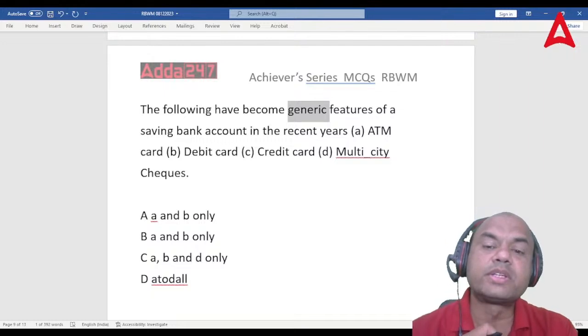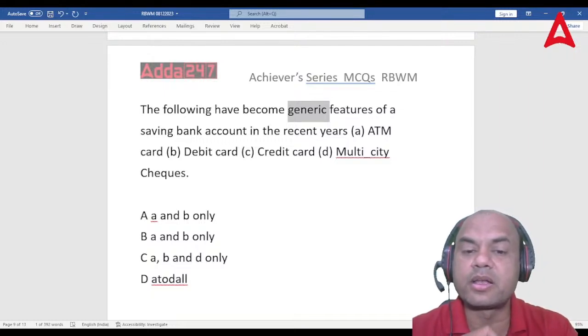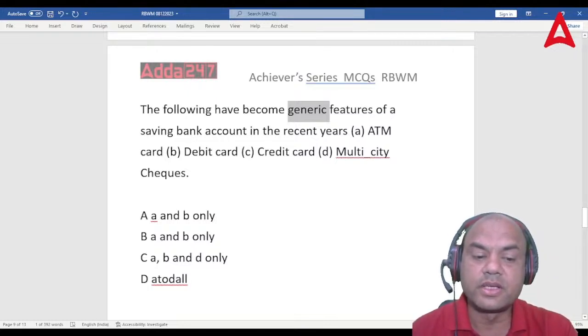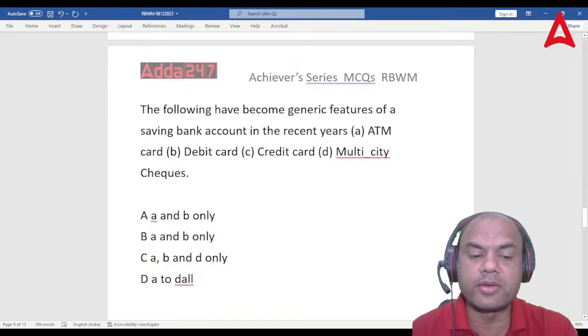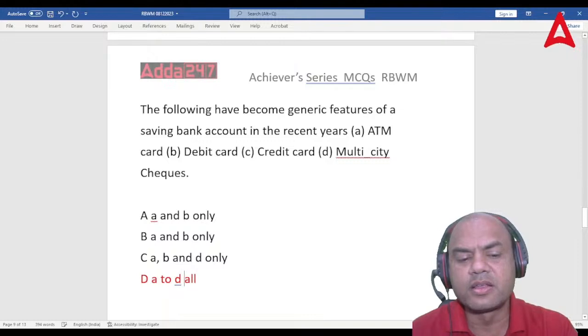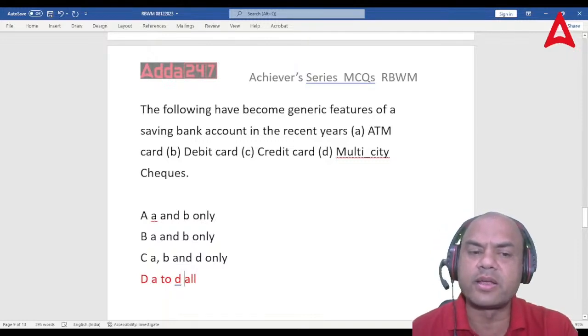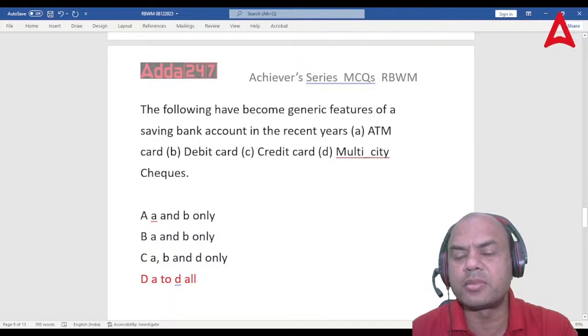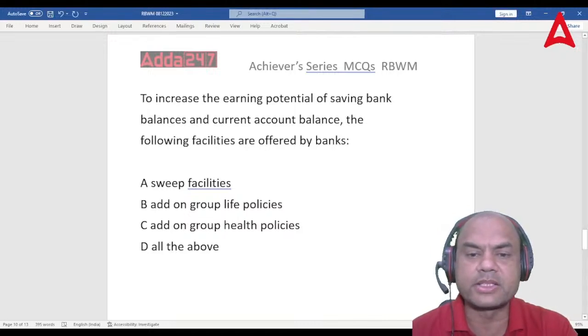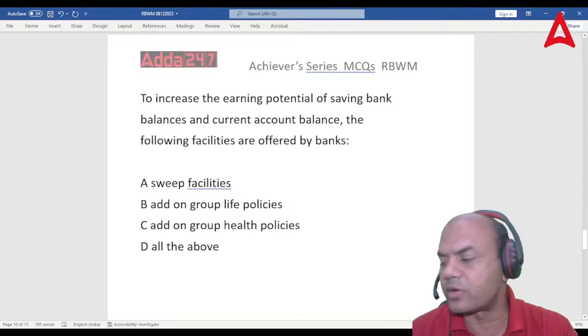So which are the generic features? ATM card, debit card, credit card, multi-city checks. A to D, all of them have become the generic features now. Nothing is new. Every bank is giving all these products. Everyone is giving the same. Next one. To increase the earning potential of savings bank balances, the following facilities are offered by the banks.